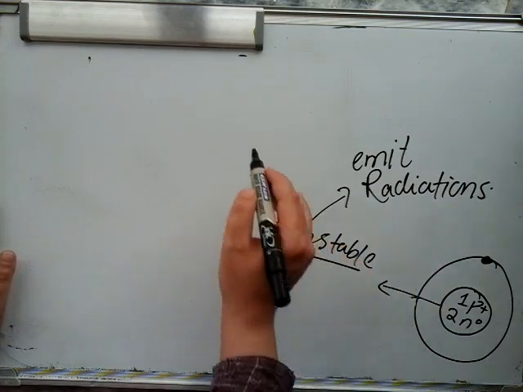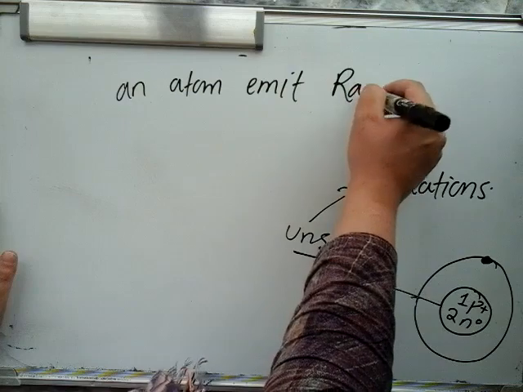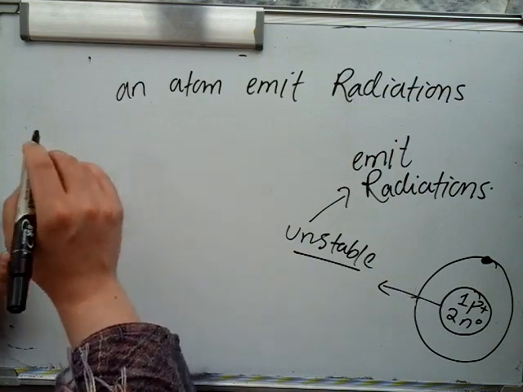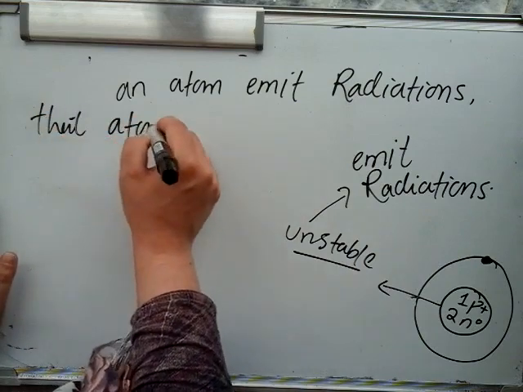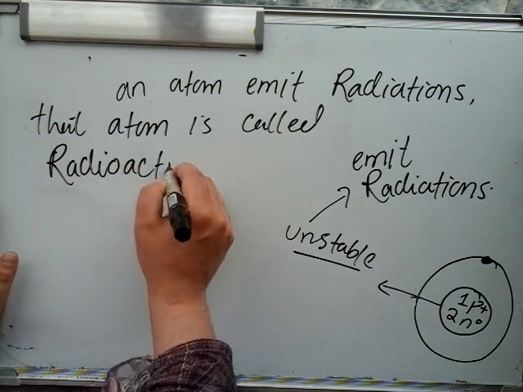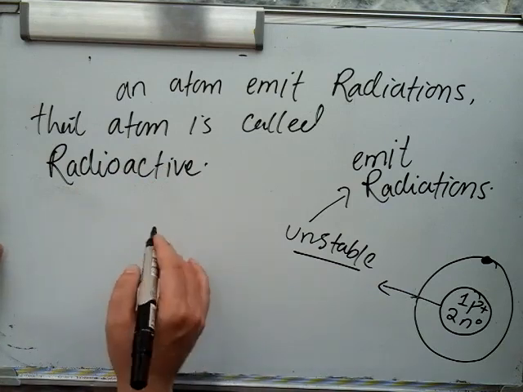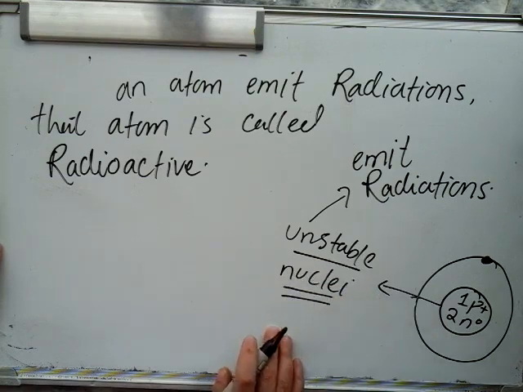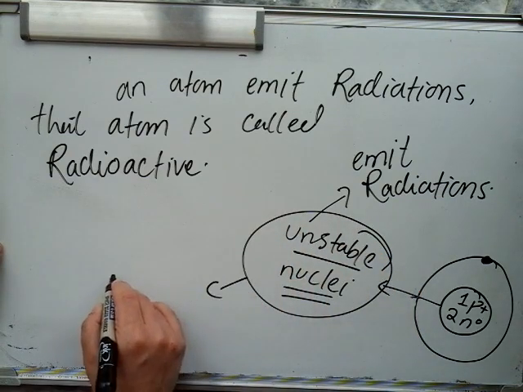Whenever an atom emits radiations, that atom is called radioactive. Why? Because it emits radiation on its own, automatically. Is that clear? Why do they emit radiations? Because of unstable nuclei. Why does the nucleus become unstable? Because it becomes more heavy.